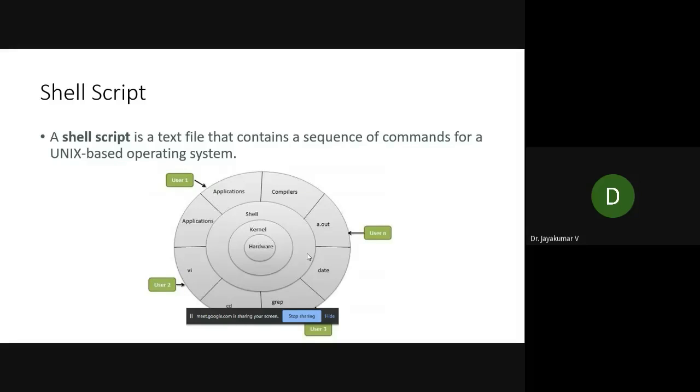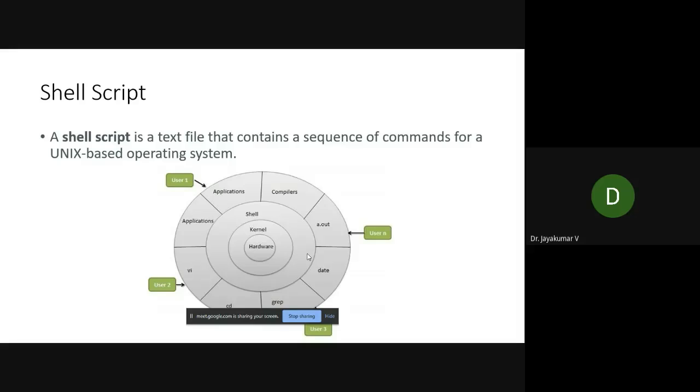If you want to interact with the hardware, the kernel is the important part of an operating system. Above that, there are multiple shells available. These shells interact with your application, compiler, and all utilities, tools, and software. Look at the definition: a shell script is a text file that contains a sequence of commands for a Unix-based operating system. As you already said, Linux is command-based, not graphical-based.